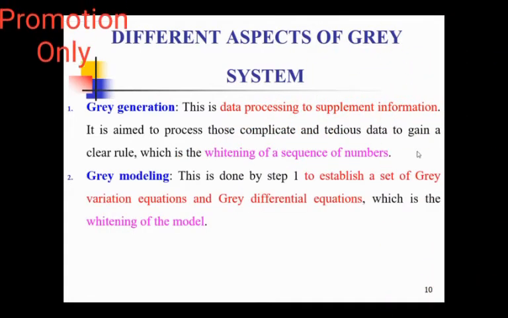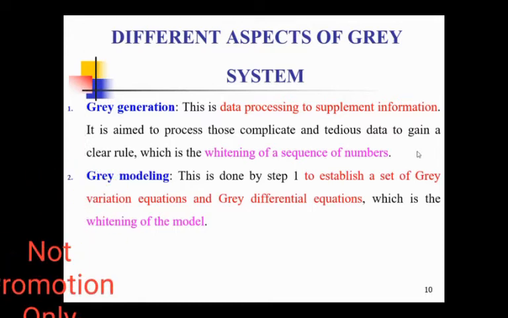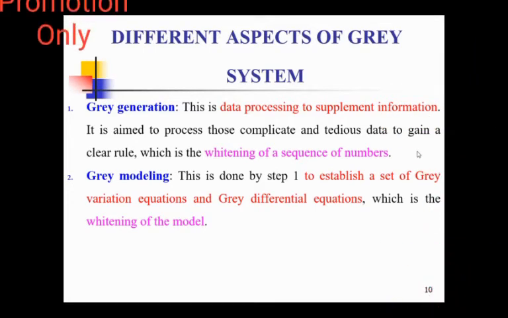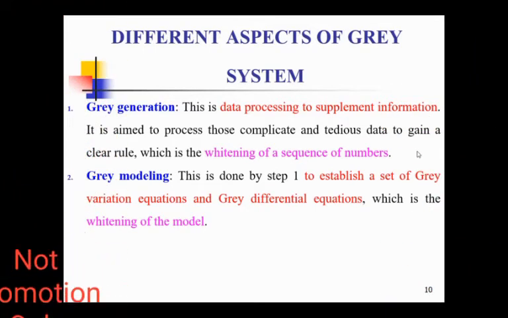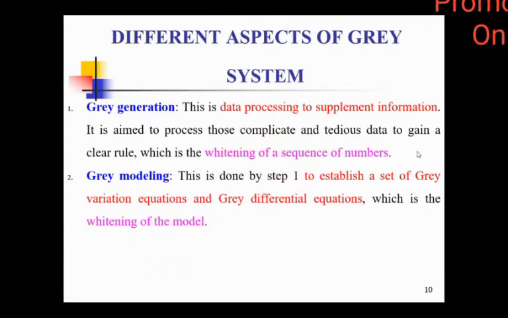Then gray modeling. By this gray modeling, we are going to model these gray generations by means of gray variation equations and gray differential equations. The purpose is to whiten this model. Whitening is nothing but getting the most information out of the available data. That is called gray modeling, carried out by using variation equations and differential equations.